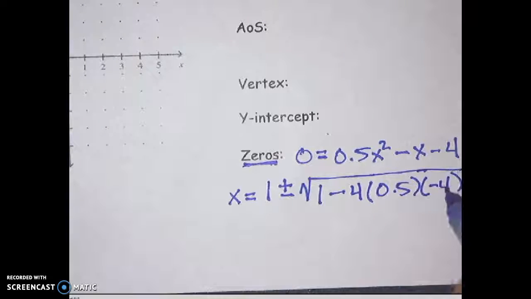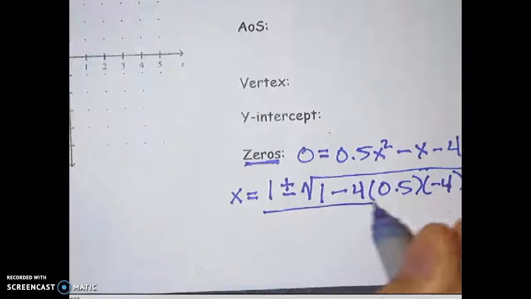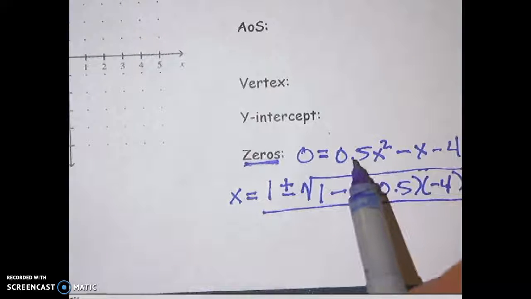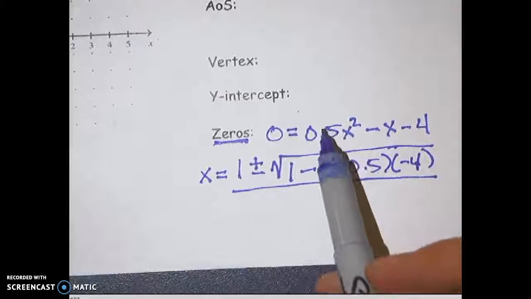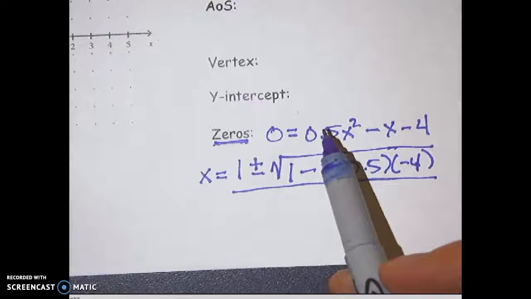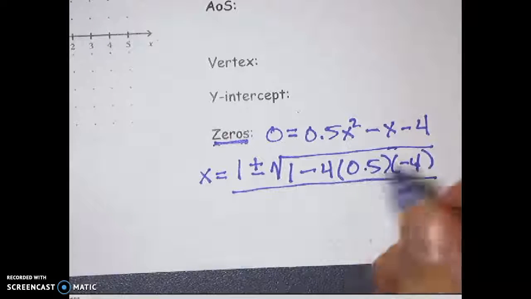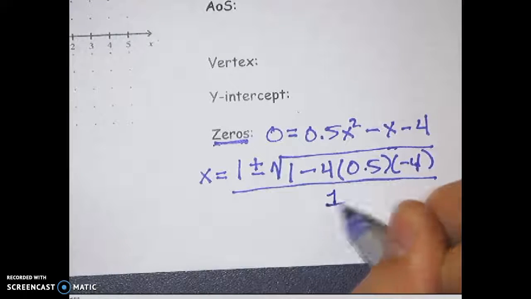So you get good practice just using this again. All divided by 2 times a. And if a is 0.5 or 50 cents, if you had two 50 cents, that would just be $1. So 2 times a would just be 1.